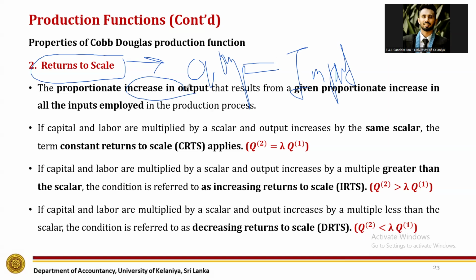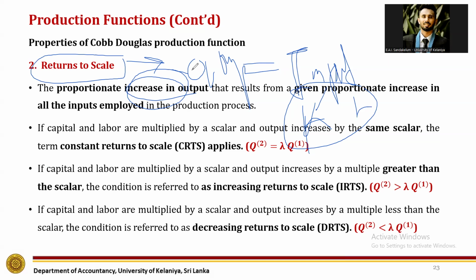The proportionate increase in output is the output change that results from the increase of your inputs employed in the production process. If it relates to capital or labor, based on the same percentage, your returns become increased. The proportionate change of your inputs should tally with the change of your output. So how can it happen?